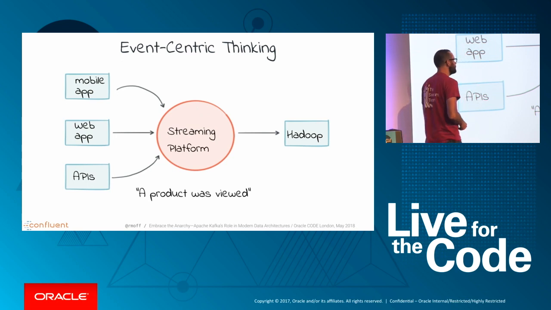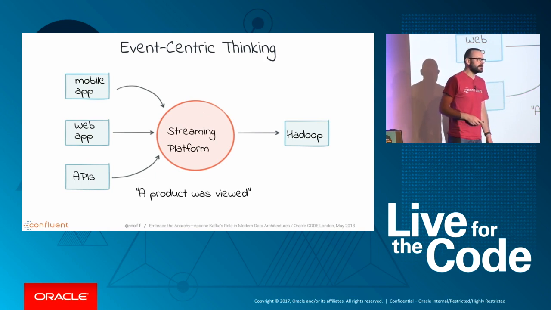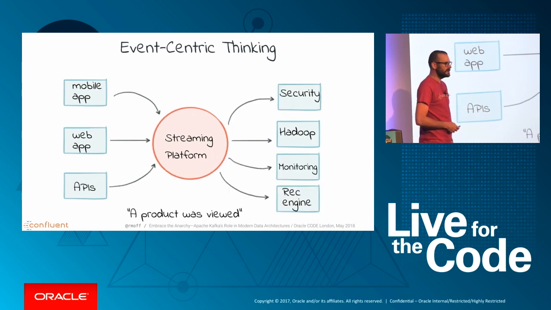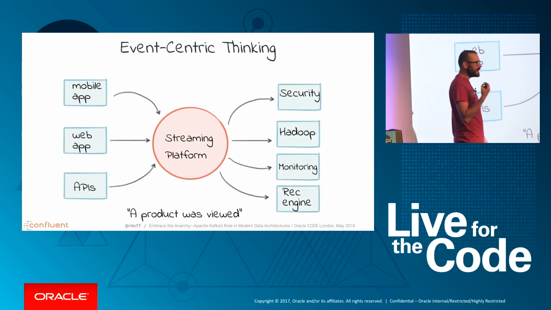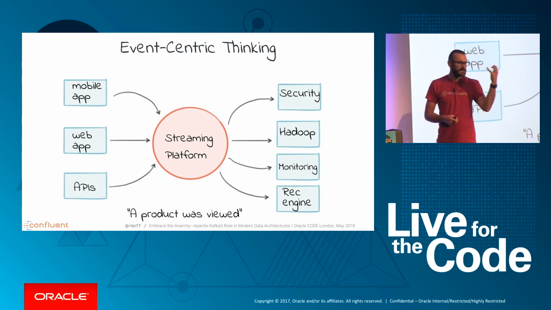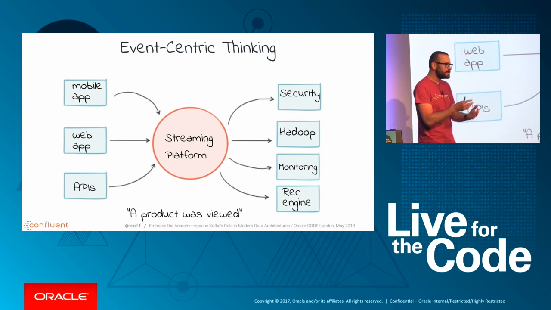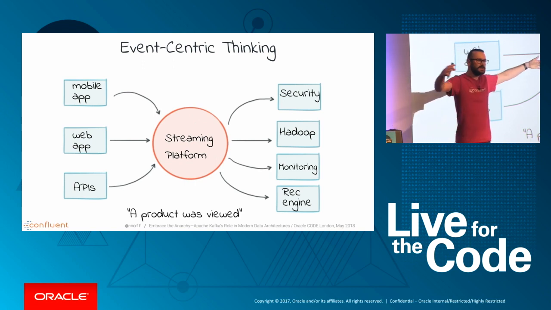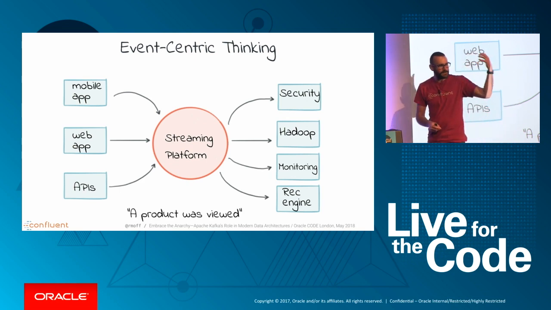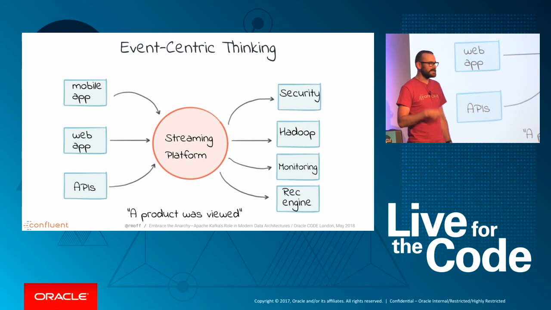We have applications that are interested in events. Hadoop's interested in the product view event, but so is our security team, so is our recommendations engine, so is our monitoring team. So they just subscribe to the events topic. They don't need to know whether the events come from the web application or the mobile application or wherever else. It's just an event. So Kafka helps us out here in decoupling the sources of data from the targets of data.